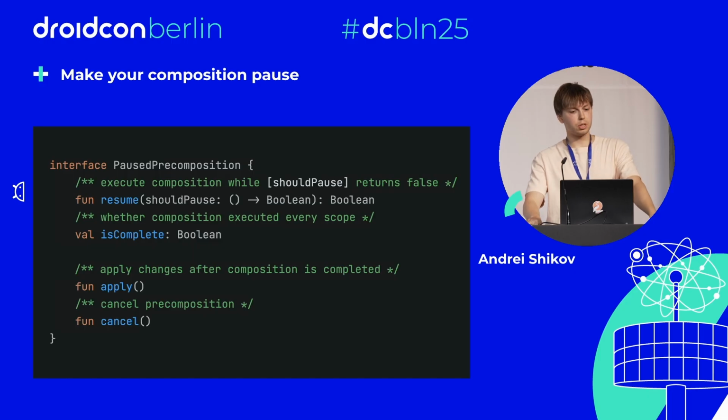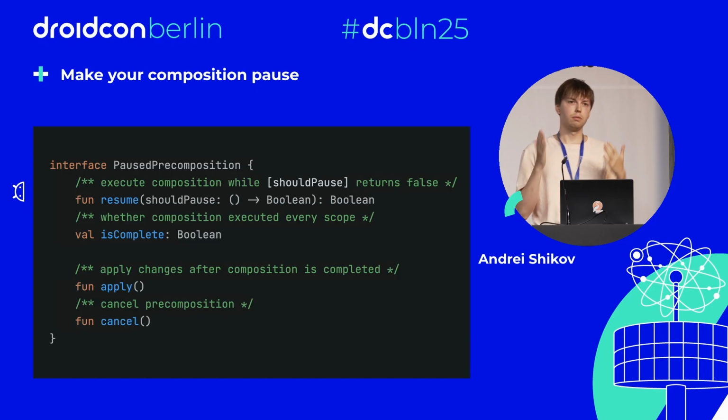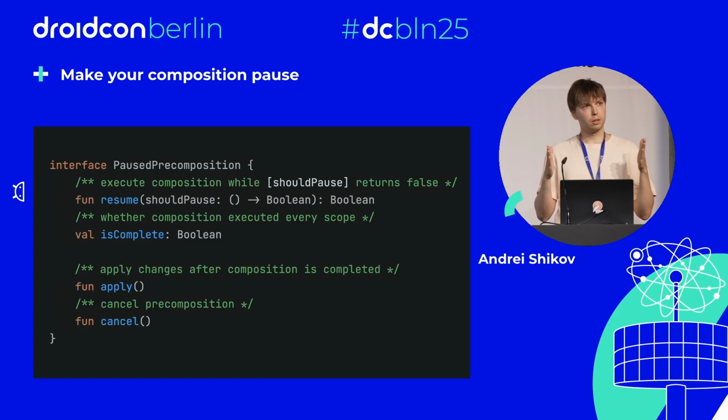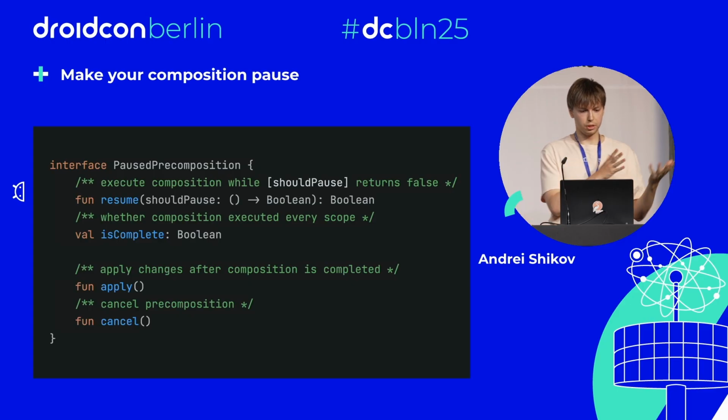So let's look at the pausable precomposition instance that you get a bit more. By default, when you call set pausable content, the pausable precomposition that you get out of it is paused, as it says from the name. And to drive the composition, you need to call resume with the should pause callback. Basically, every time when compose encounters a skippable point, it will check this callback if it should pause or not. And that's where you can control basically execution of all of the composables inside of this resume block.